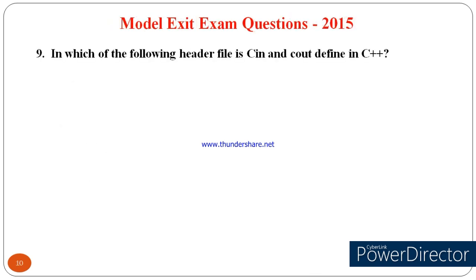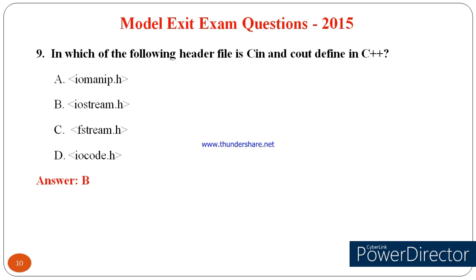Question number 9. In which of the following is the file self-defined in C++? A, iomanip.h; B, iostream.h; C, fstring.h; D, iocode.h. From these header files, iostream.h describes or represents the input and the output stream. Therefore, the answer is B.